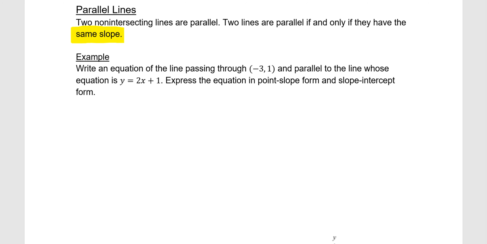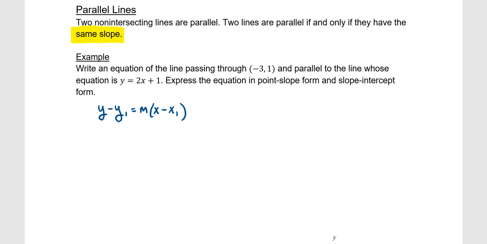So let's do an example here, and it's going to be an example like we've seen previously. Let's write an equation of the line passing through the point -1, 3, and parallel to the line whose equation is y equals 2x plus 1, and we're going to write this in point slope and slope-intercept form.